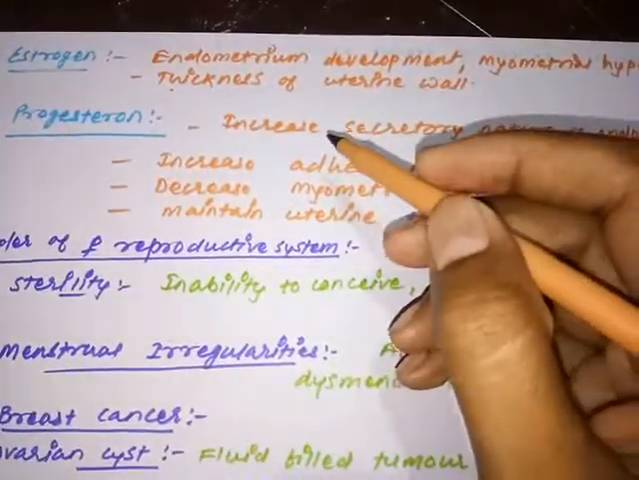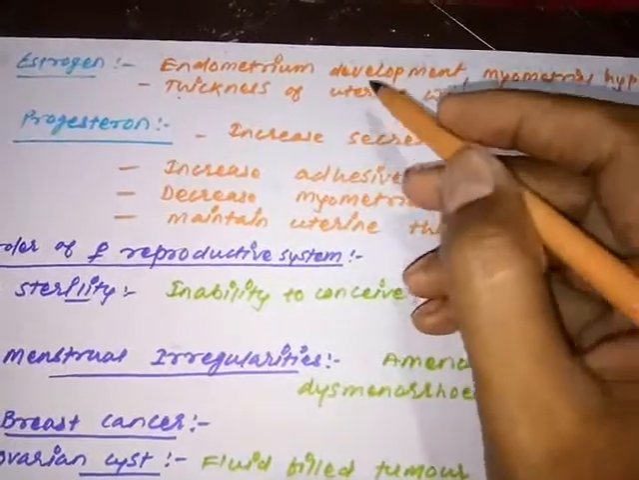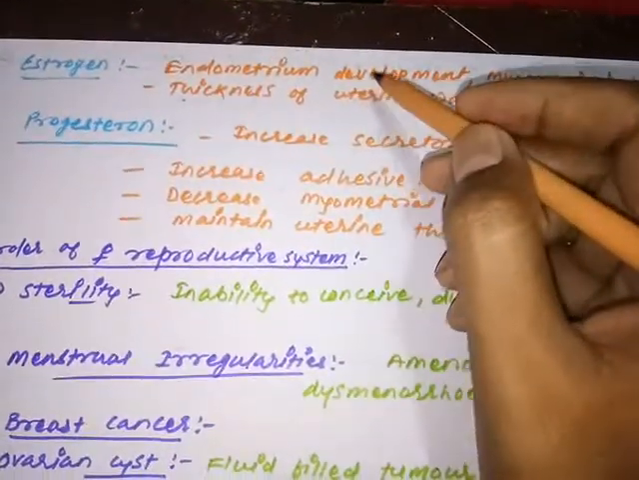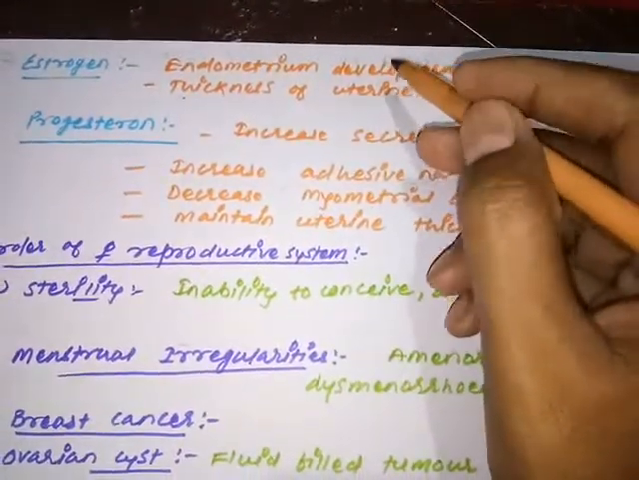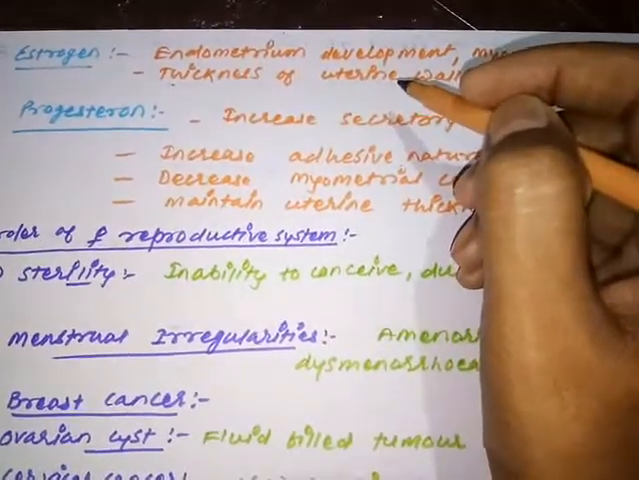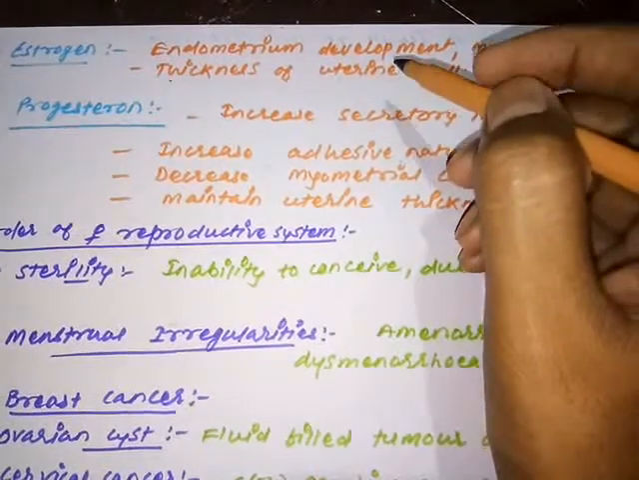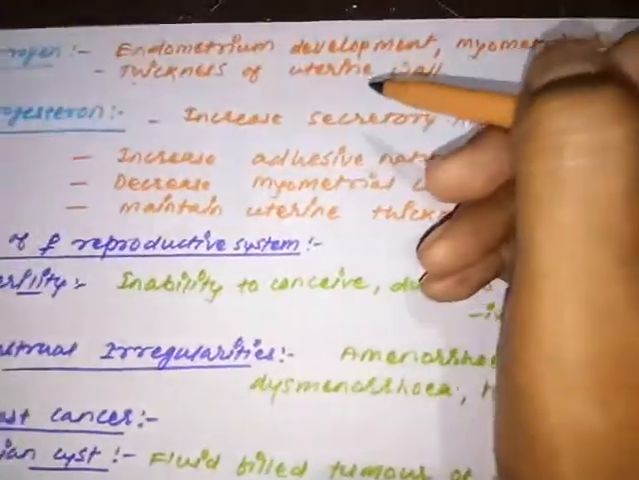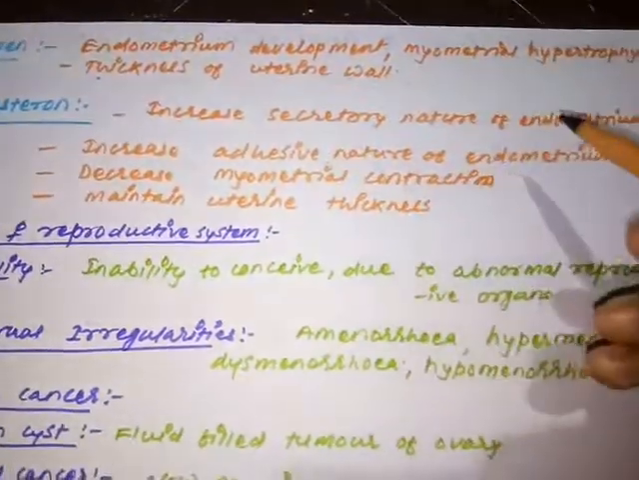Okay, so estrogen is the next hormone. Estrogen is working for the development of endometrium. I don't think this is a new term for you. Endometrium is the structure which is present on the uterine wall. The innermost wall of the uterus is called endometrium. So estrogen is responsible for the development of endometrium.